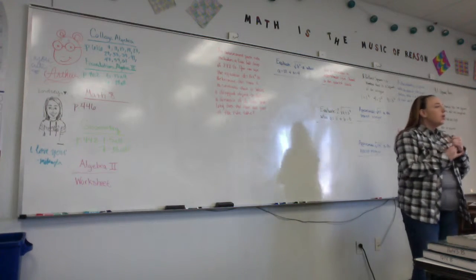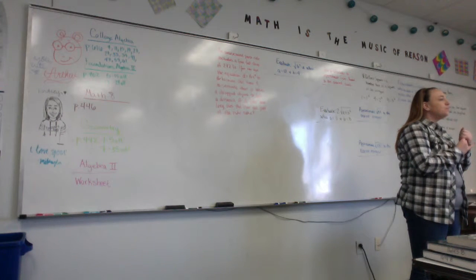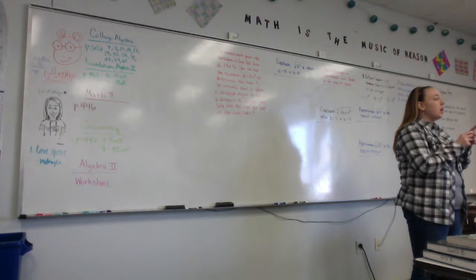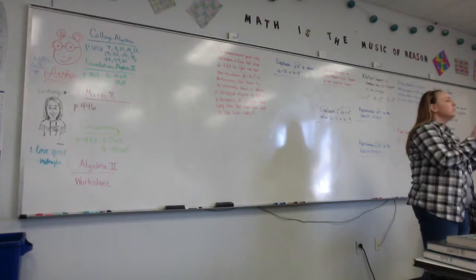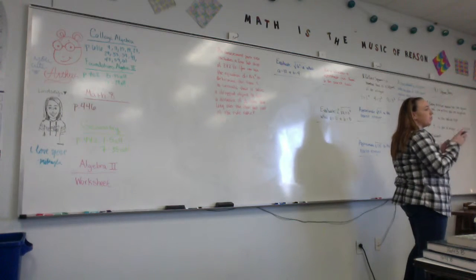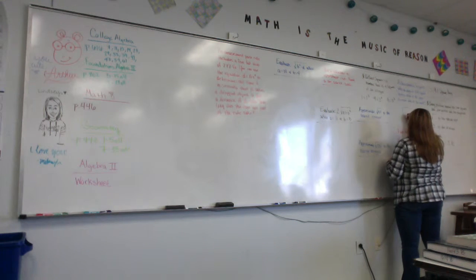Now, question. How do you find the area of a square? No, I'm not asking for the perimeter. I'm asking for the area. You said length times width. It is length times width, but think about a square. What do you know about squares? They're all the same size.